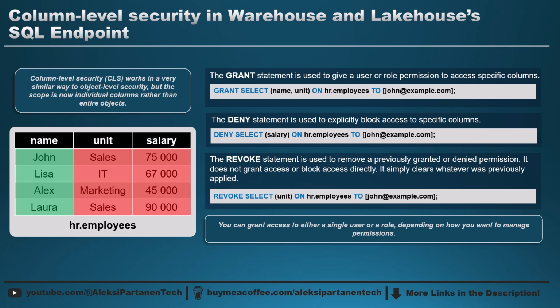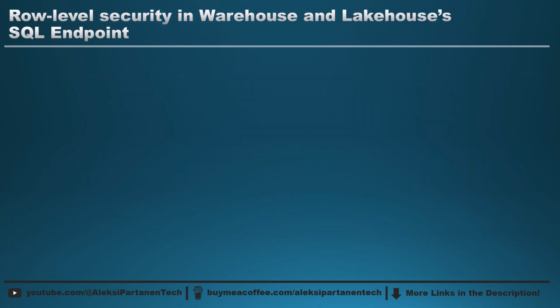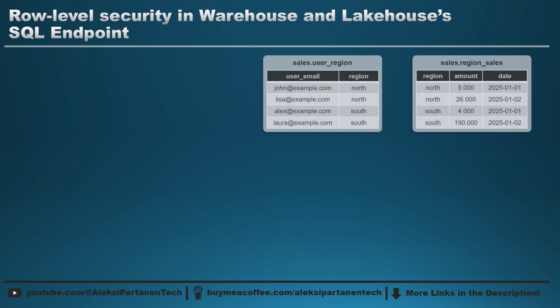Now let's talk about row level security or RLS. Row level security allows us to control which rows in a table a user can see. Instead of showing or hiding entire tables or columns, we can show only the specific rows that the user is allowed to access, based on their identity. In this case, we have 2 tables in the sales schema, user region and region sales. User region contains information on which region each user belongs to, and region sales contains sales data per region.